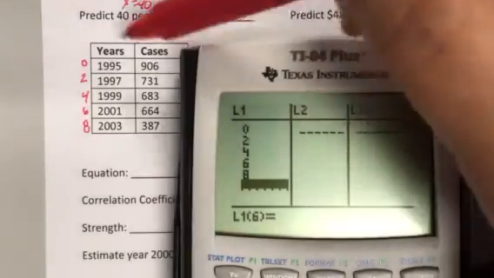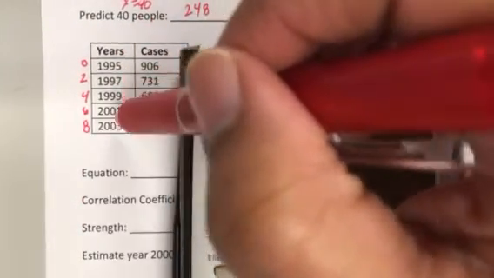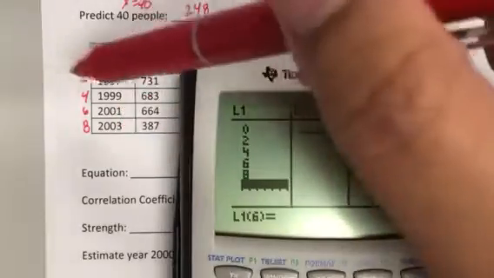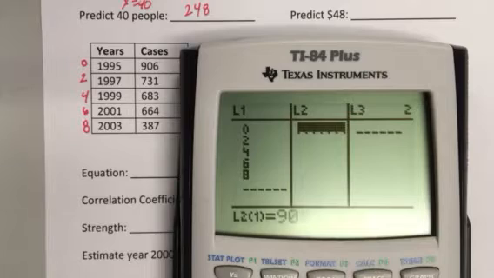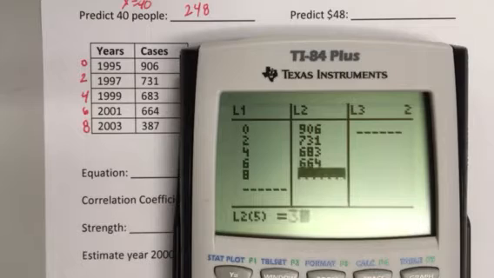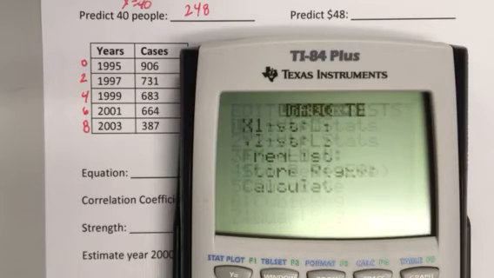So how did I get that? Well, that's 2 years away, that's 2 years away from that, and so on. So 2, 4, 6, 8. Now I'm going to put 906, 971, 683, 664, and 387. So I'm going to go stat over 4.